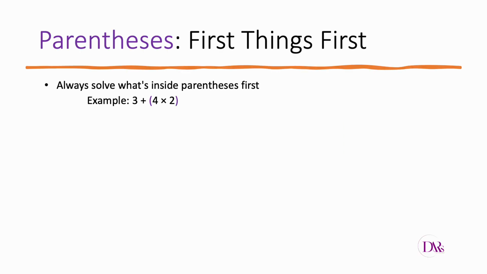Parentheses. First things first. So what we're going to do always is solve what's inside the parentheses first. Here's an example. We have 3 plus, open parentheses, 4 times 2, close parentheses. How will we solve this? First, 4 times 2 is 8 because we're taking care of the parentheses first. Then we'll do our addition from left to right. So 3 plus 8 is 11.